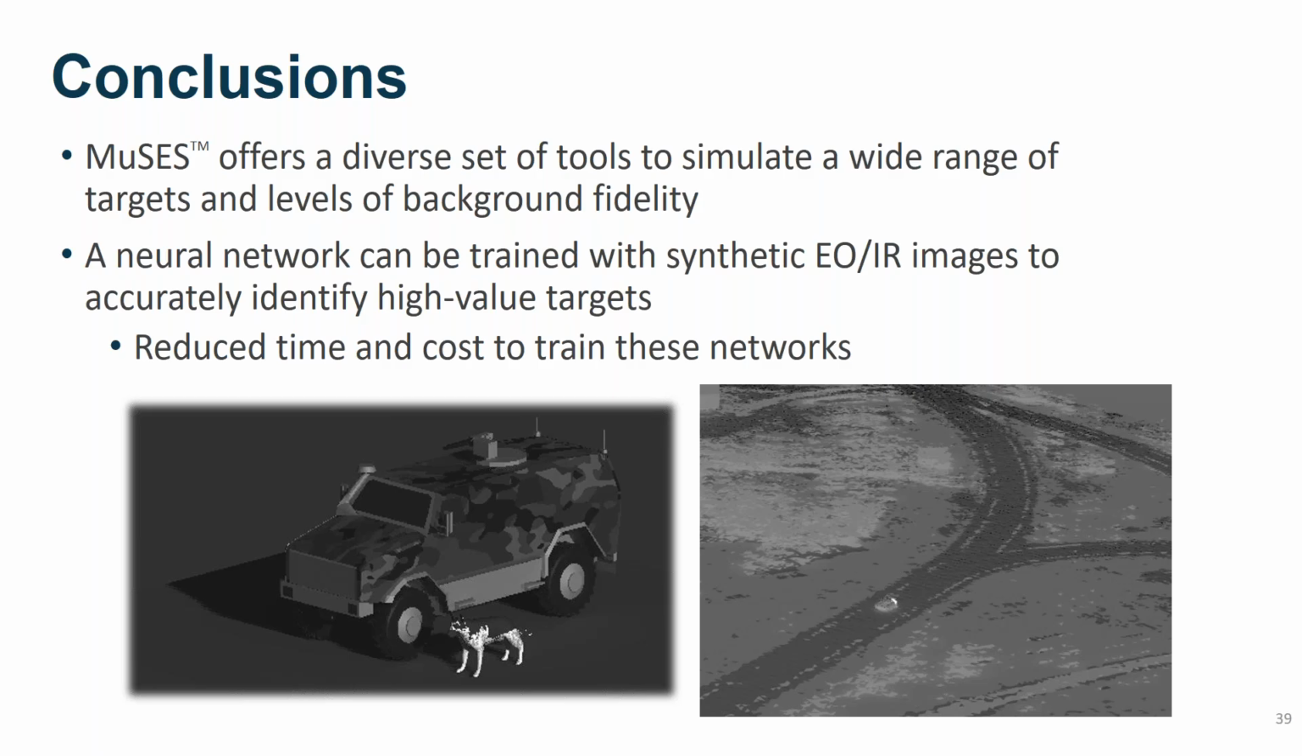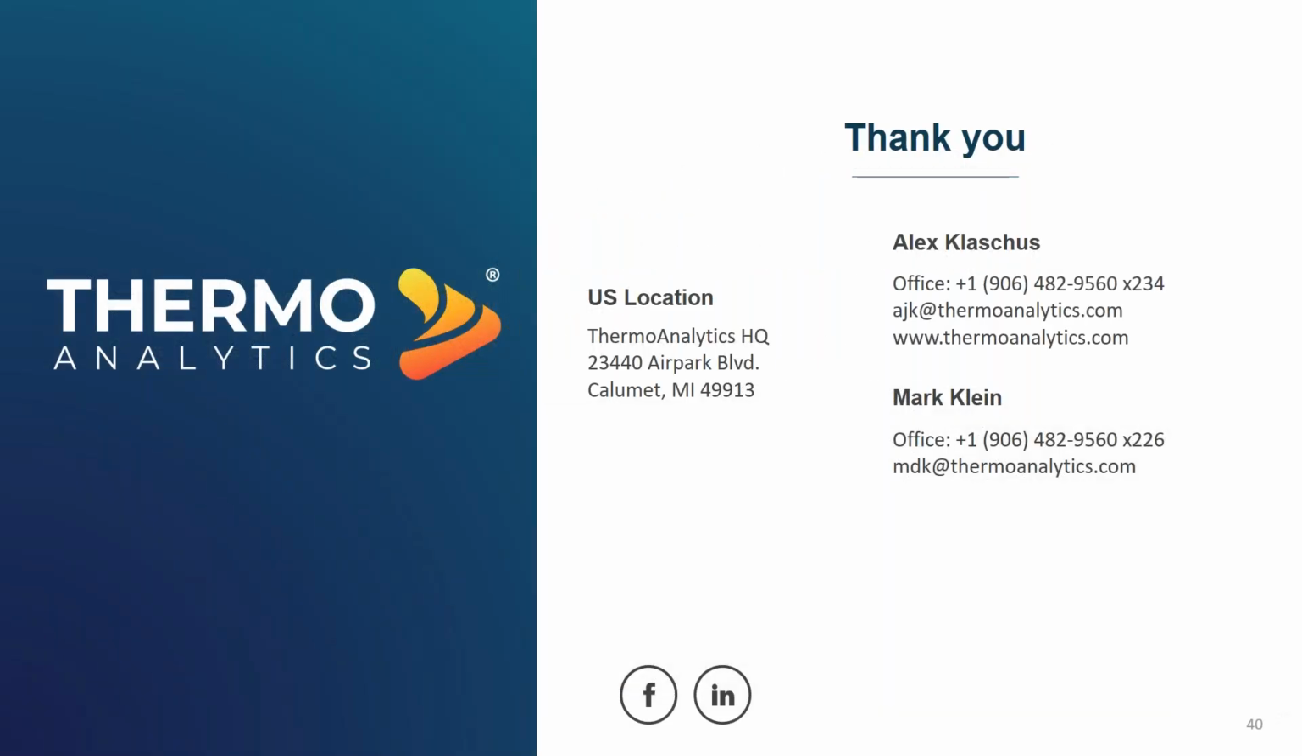And we show with some examples here that a neural network can be trained with synthetic IR images, and using synthetic data, or using synthetic data combined with measured data, can help to reduce the time and cost to train these machine learning algorithms. And that's the end.